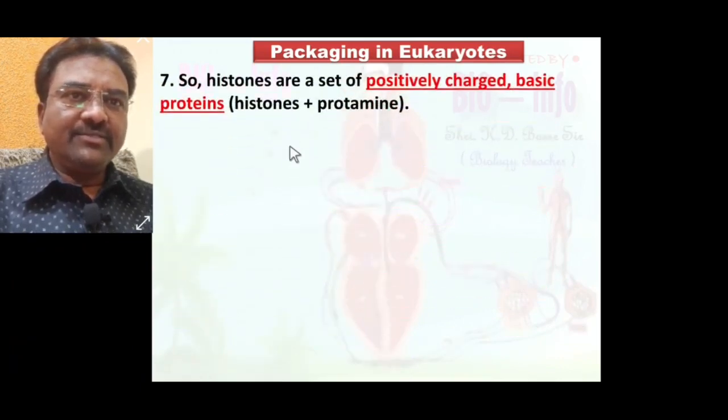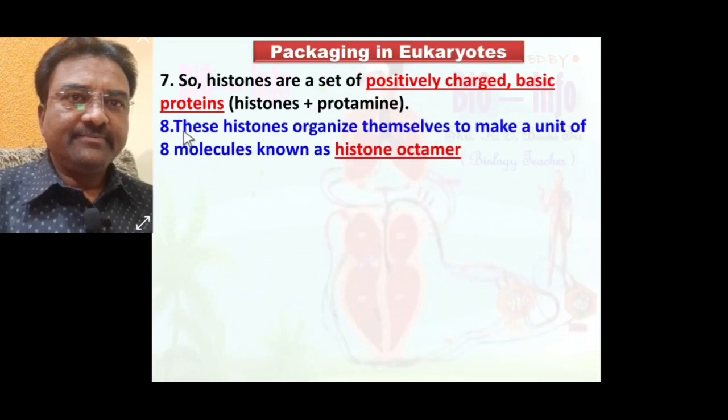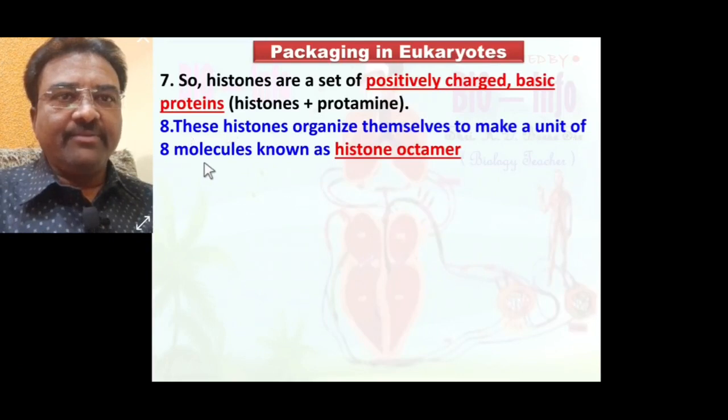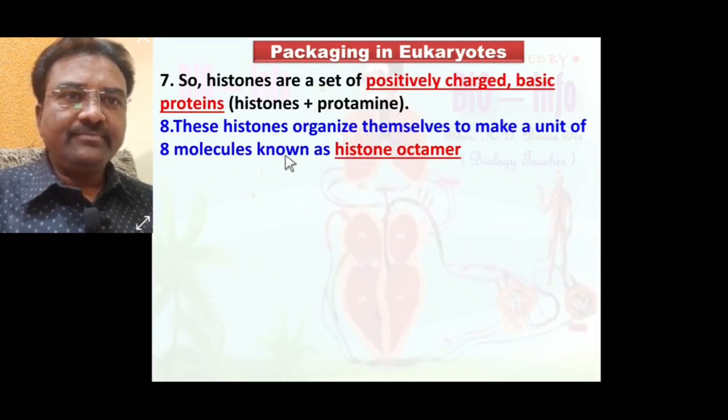So, histones are a set of positively charged basic proteins, histones and protamines. These histones organize themselves to make a unit of 8 molecules known as the histone octamer. Histone octamer is formed by 8 molecule units of histone.